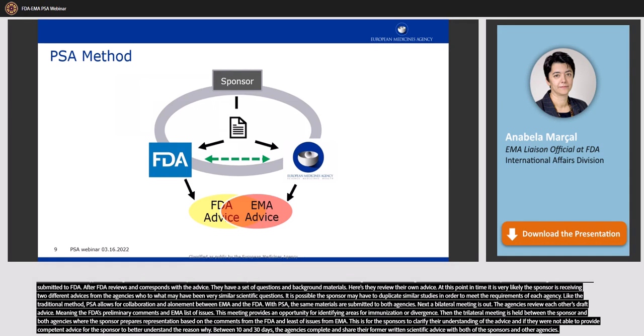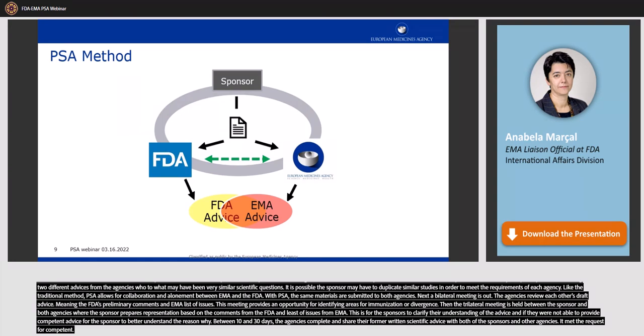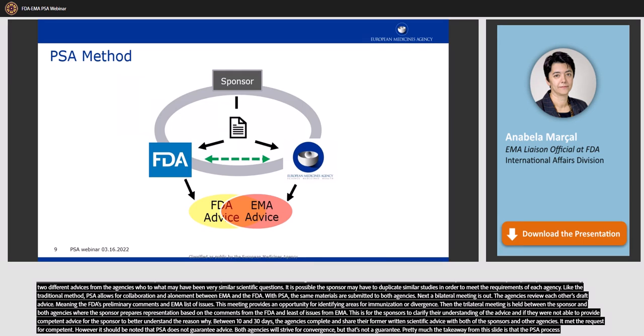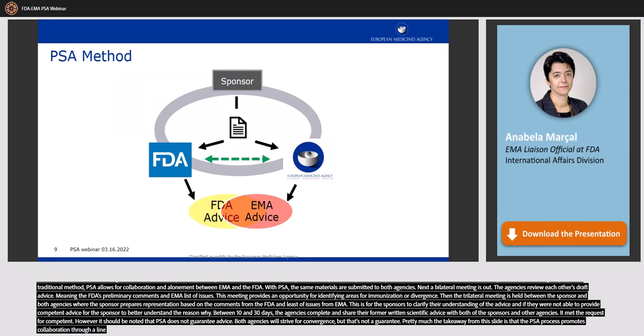However, it should be noted that PSA does not guarantee convergence of advice. As stated in the General Principles document, both agencies will strive for convergence, but that's not a guarantee. Pretty much the takeaway from this slide is that the PSA process promotes collaboration between EMA and FDA through aligned information and direct concurrent interaction, which may lead to harmonization and convergence of advice.